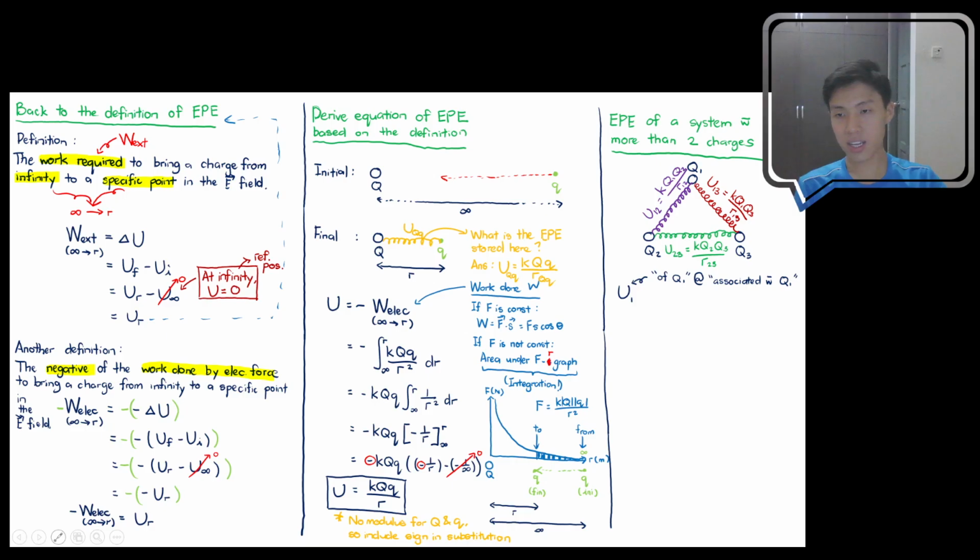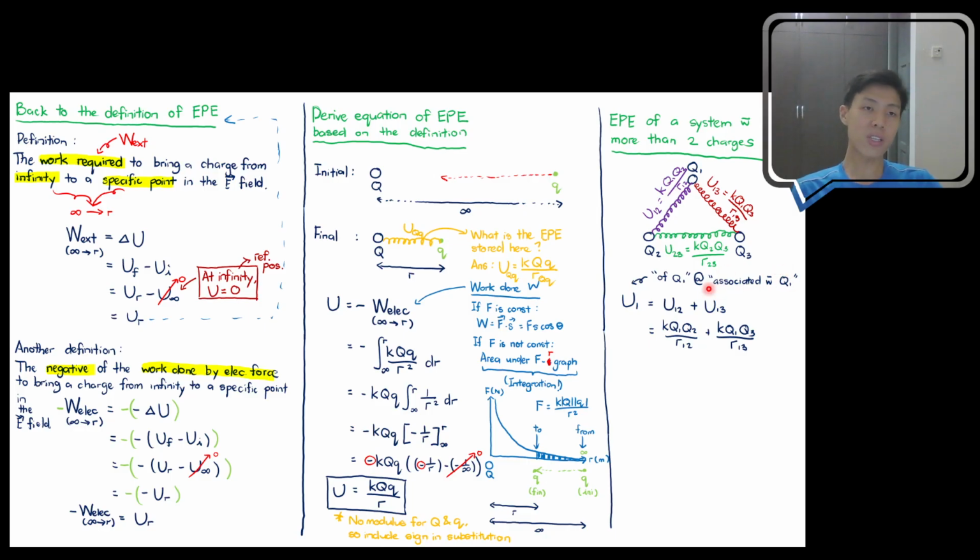So we can therefore say that this U1 over here can be equal to U12 added up with U13. So if you want to further expand it, it equals KQ1Q2 over R12 plus KQ1Q3 over R13. Okay, so let me expand it. This is KQ1Q2 over R12. This one is KQ1Q3 over R13. Okay, so this is how you can obtain the electric potential energy of Q1 or electric potential energy associated with Q1.